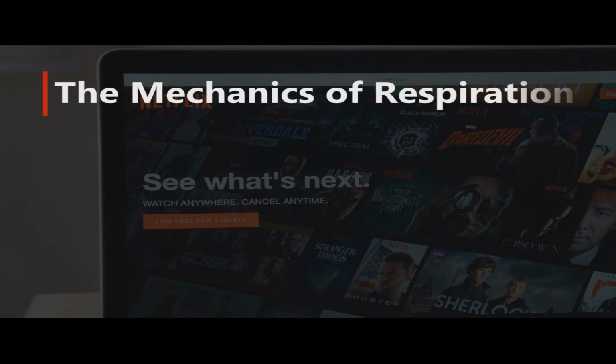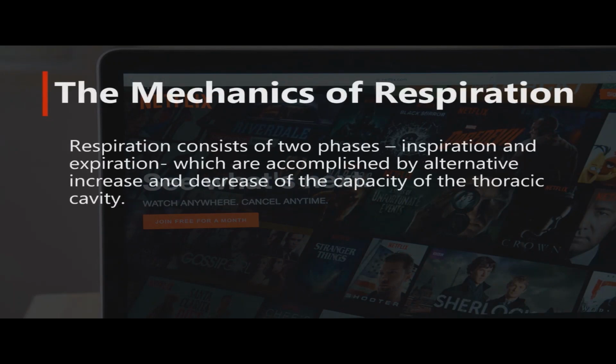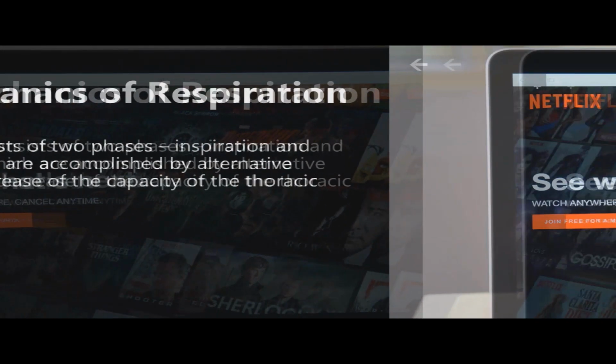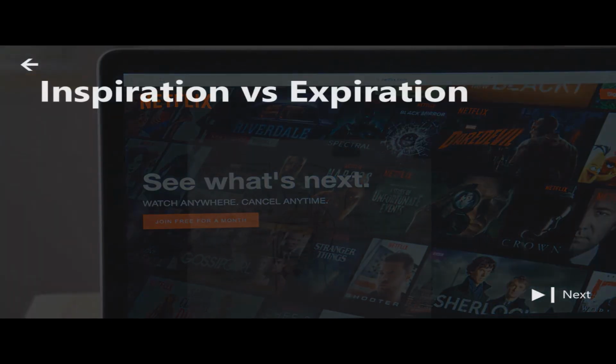The mechanics of respiration. Respiration consists of two phases, the inspiration and the expiration, which are accomplished by alternate increase and decrease of the capacity of the thoracic cavity. Let us compare these two phases.